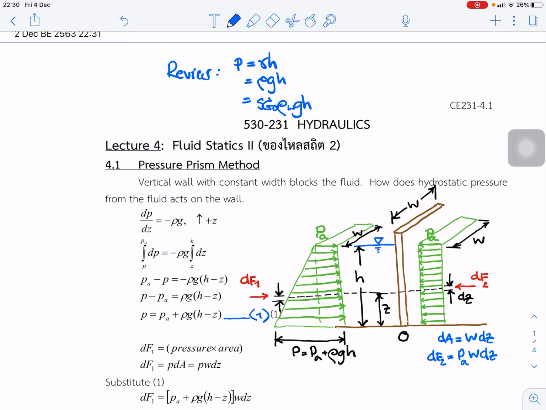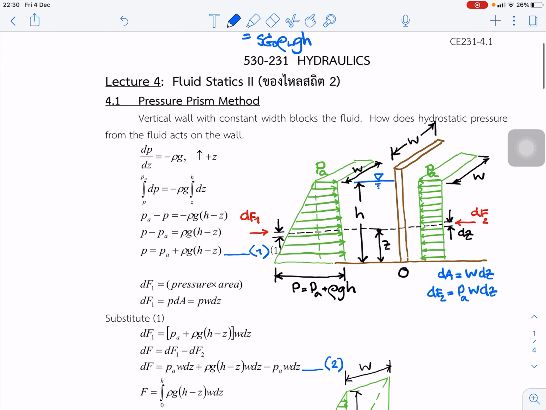In the case of H, if we define upward as positive, we expect to get a negative gamma H. But if downward is positive, we get the positive gamma H. So then we apply this. Next we go further to understand the pressure prism method.